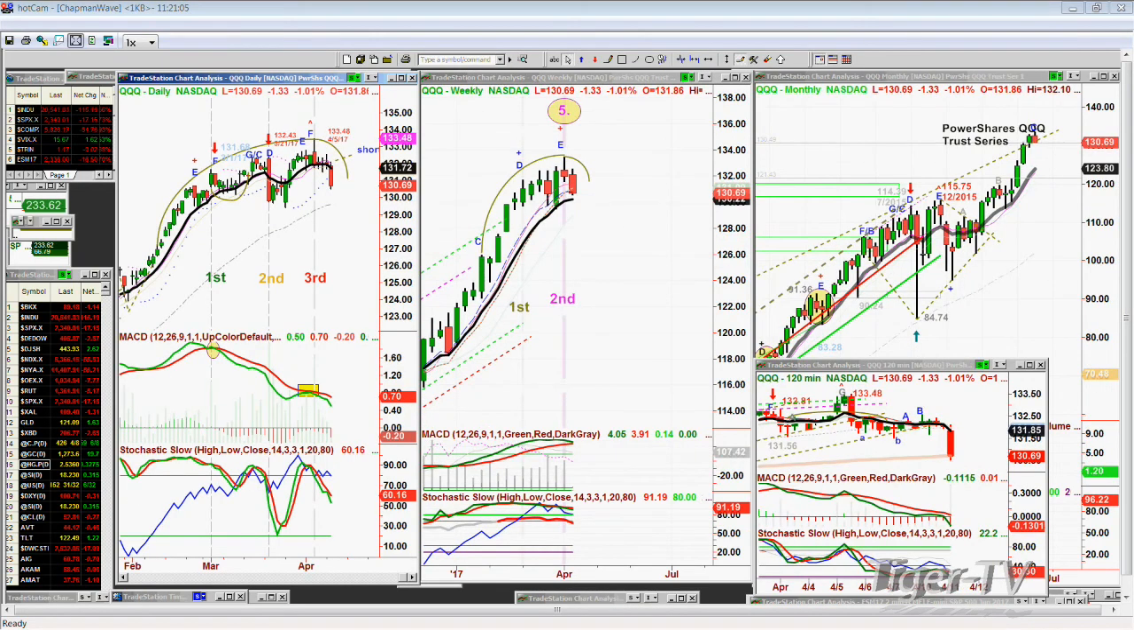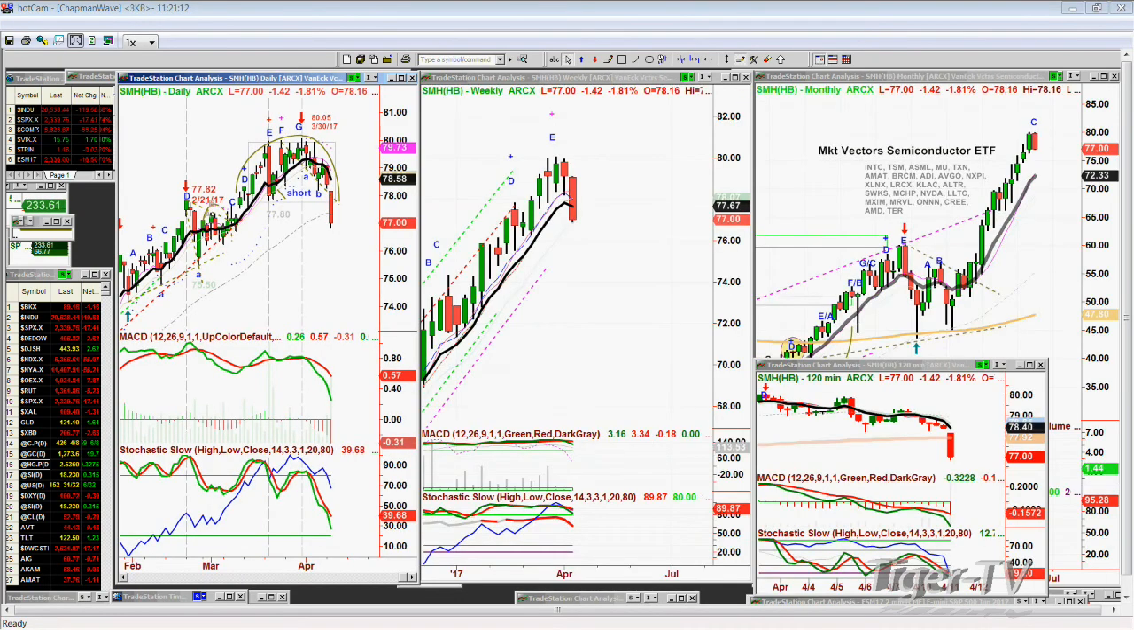Finally, we got that, and I said the only way I could get it was if the semiconductors, which led us up, start to lead us down. And look at this: semiconductors down $1.42 today at 77, round number, down 1.82%.